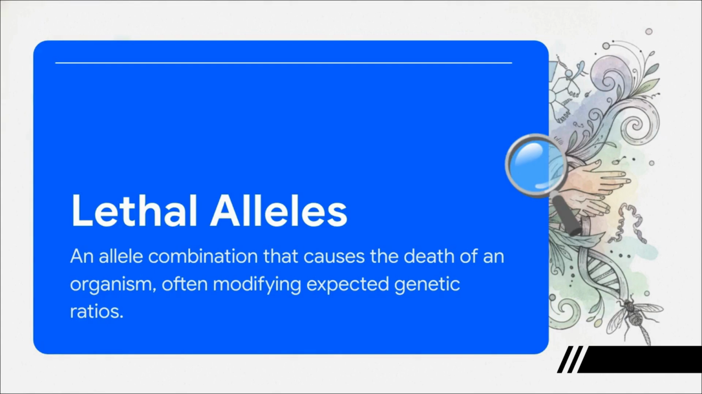And now for a bit of a darker twist: lethal alleles. These are exactly what they sound like: genetic combinations that are fatal. The classic example is coat color in mice. The allele for a yellow coat is dominant. But if a mouse embryo inherits 2 copies of this dominant yellow allele, it's a lethal combination. That embryo just won't survive.